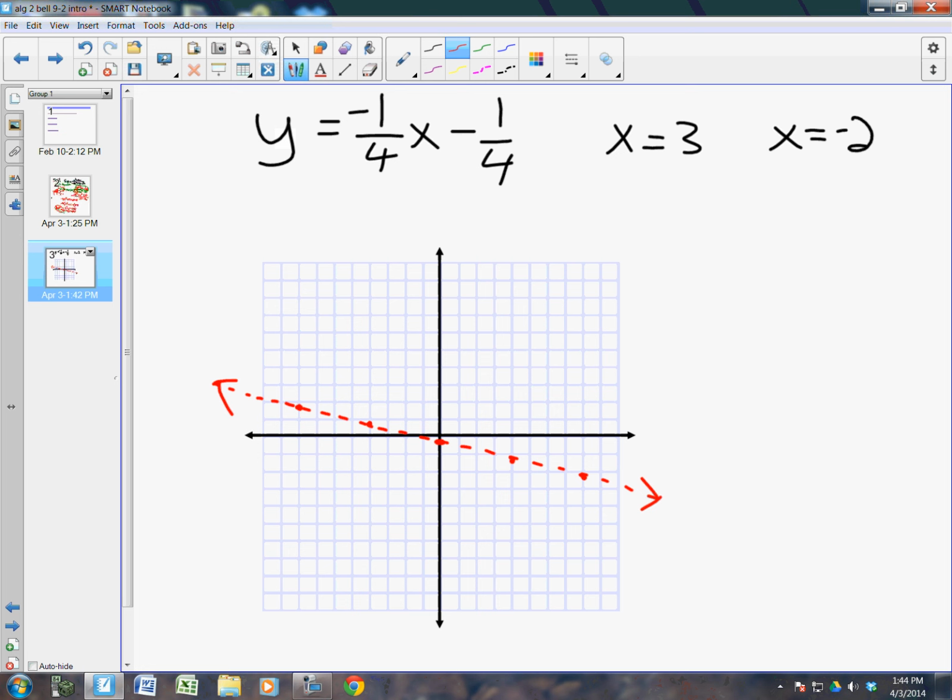My vertical asymptotes we found on the other page were at x equals negative 2 and x equals 3.